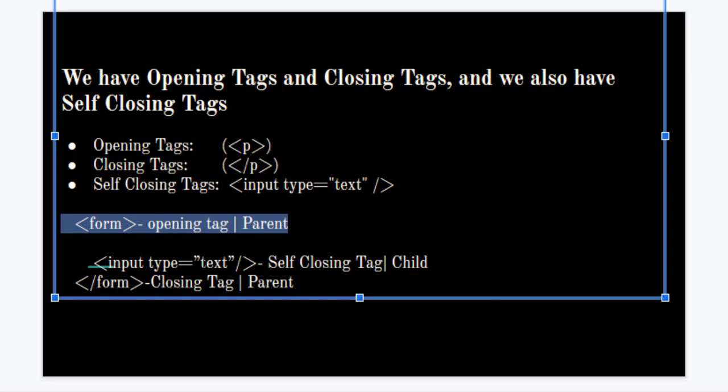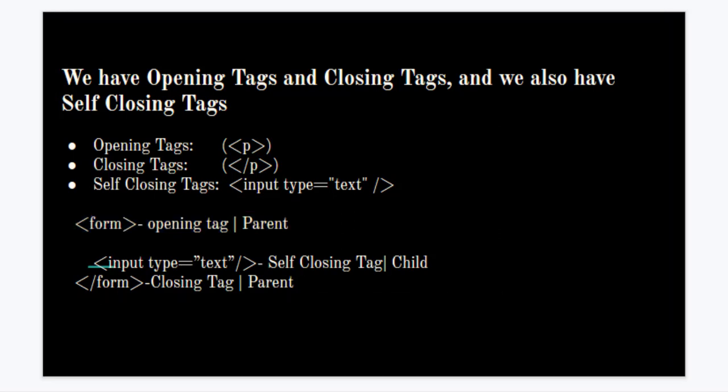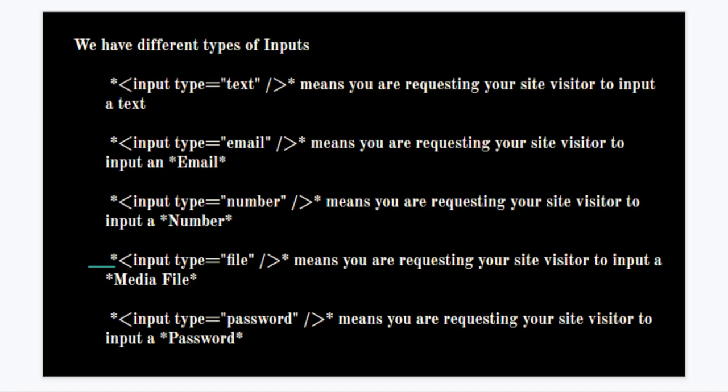We have different types of input types. We have input type is equal to text. We have emails. We have input type equal to number. Input type is equal to file. Input type is equal to password. Input type is equal to date, time. We have different types of input types, but these are the major ones that you can come across almost every day.